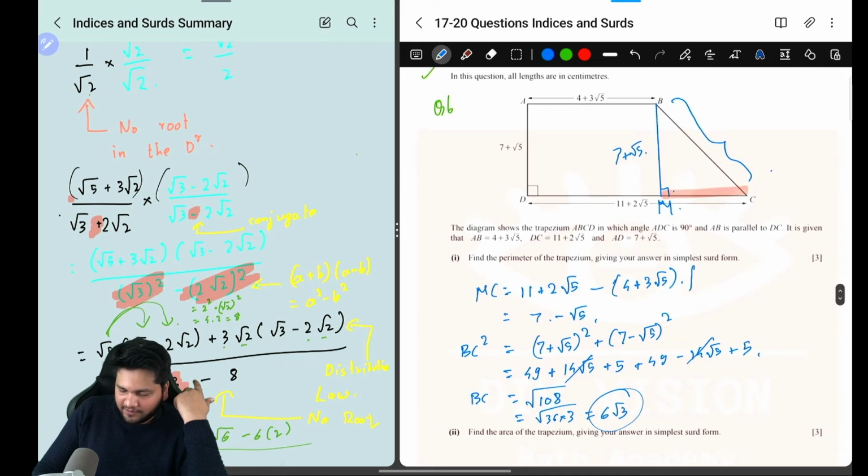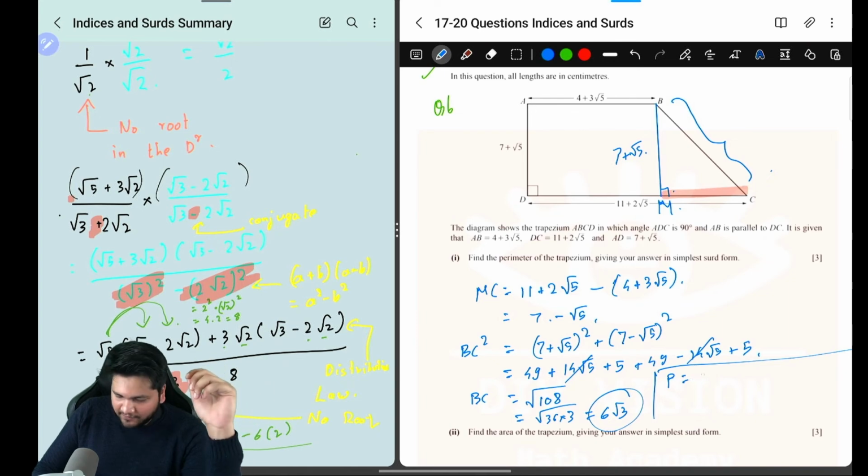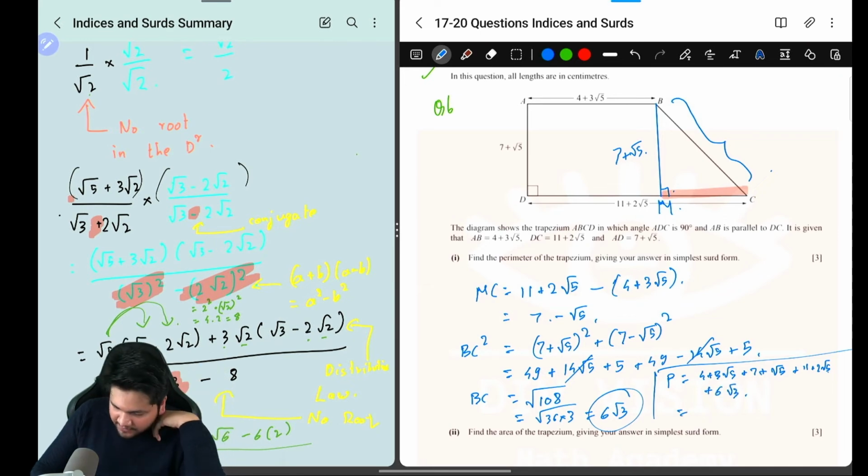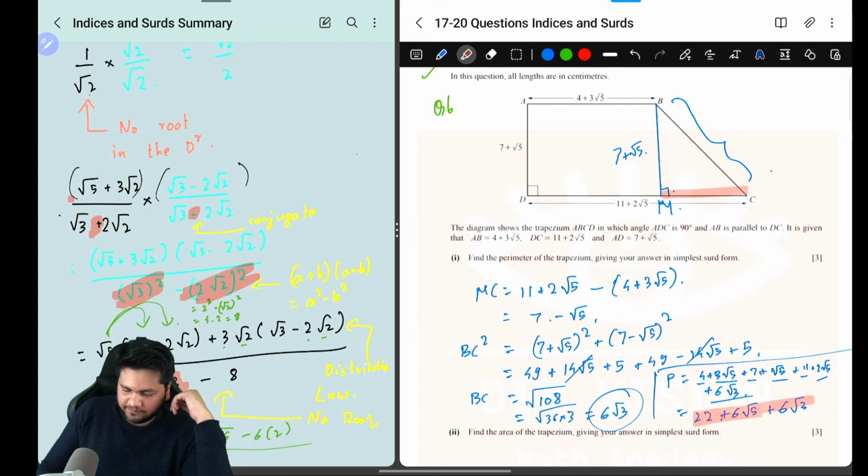Now the perimeter is going to be what? We don't have much space, but it's very easy. So perimeter is just the sum of all sides. So we'll add 4 plus 3 root 5 plus 7 plus root 5 plus 11 plus 2 root 5 and finally plus 6 root 3. If I add all these, I'll take the numbers together: 4, 7, 11, 22. So this is going to be 22. Then we have 3 root 5 plus root 5, 4 root 5, plus 2 root 5 is going to be plus 6 root 5. And finally plus 6 root 3 as it is. This is going to be the perimeter of the trapezium.